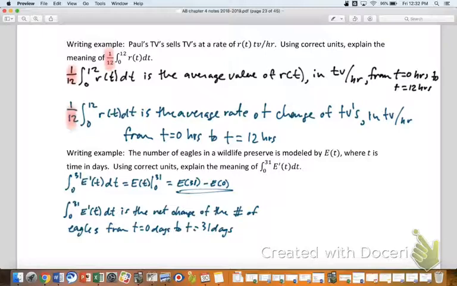Again, guys, the principle holds. The definite integral of a rate, which is what E prime is, right? The definite integral of a rate is the net amount of change of whatever we're talking about. In this case, it's the number of eagles.